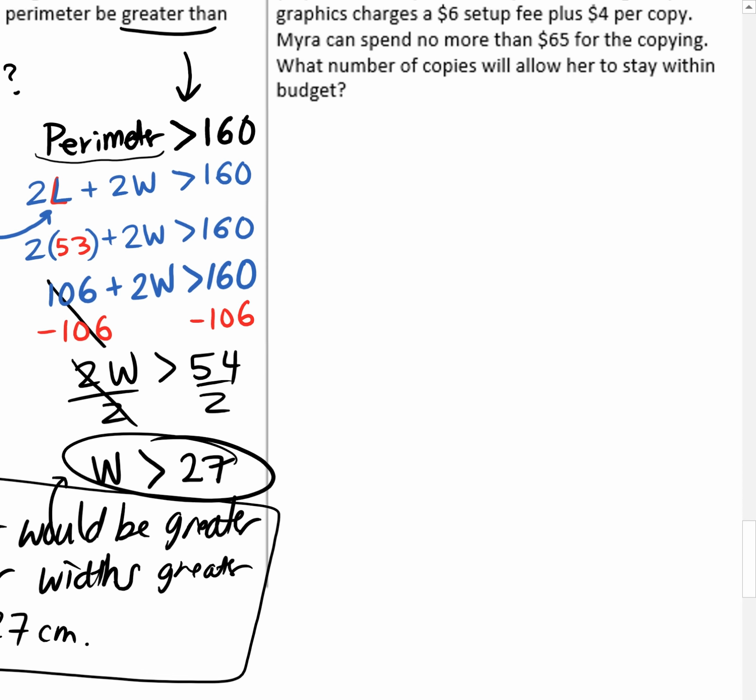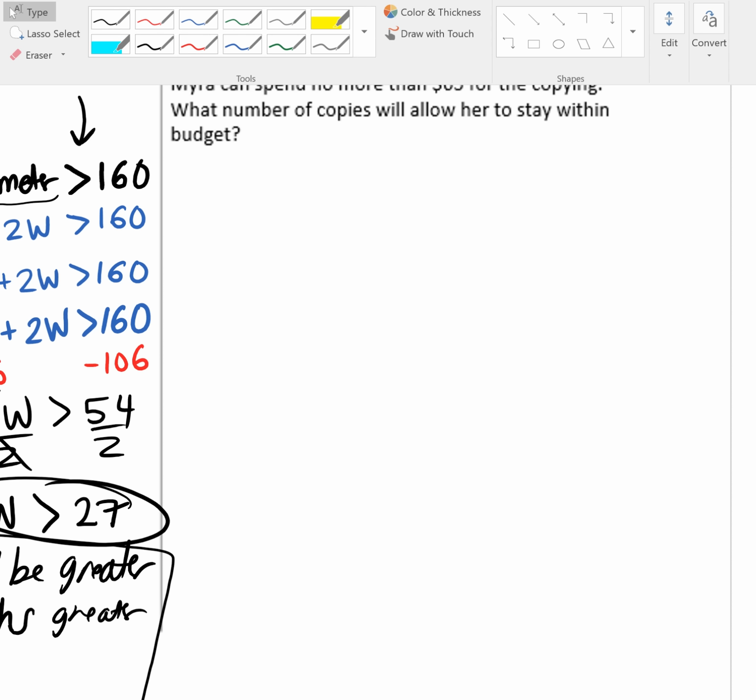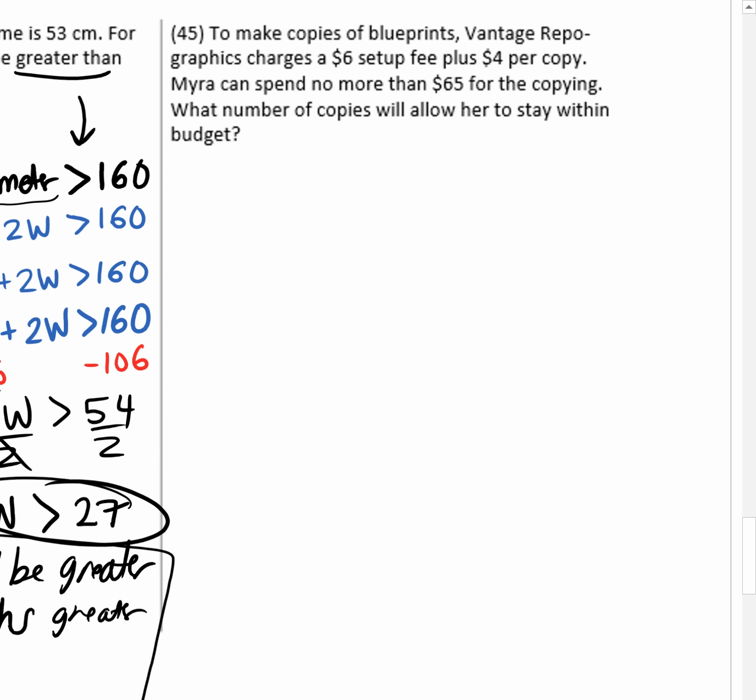Sounds good. Alright, good. Alright, how about 45? To make copies of blueprints, Vantage Reprographics charges a $6 setup fee plus $4 per copy. Myra can spend no more than $65 for the copying. What number of copies will allow her to stay within her budget?